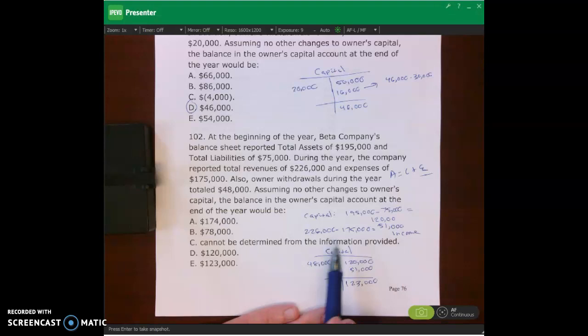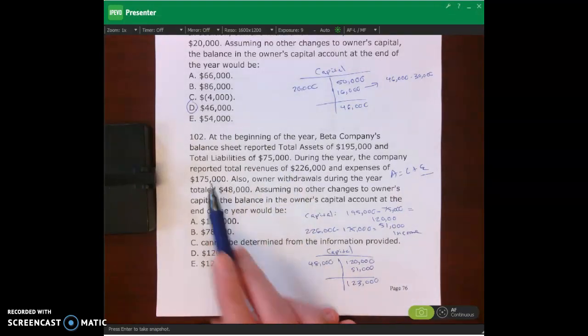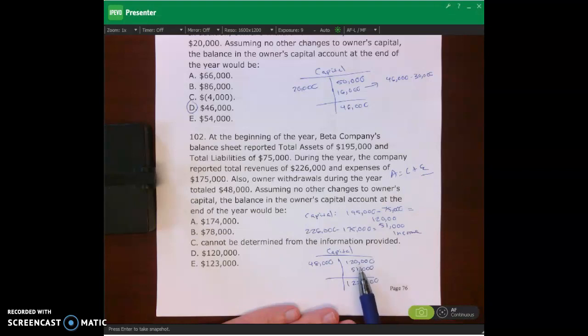Then I also need to calculate net income. How do I do that? Revenues of $226 minus expenses of $175 gives me $51,000 in net income. I have my owner's capital beginning of $120 plus my net income of $51,000. I'm given my withdrawals of $48,000. The $120 plus the $51 minus the $48,000 gives me $123,000 ending balance in capital. That is the right answer.